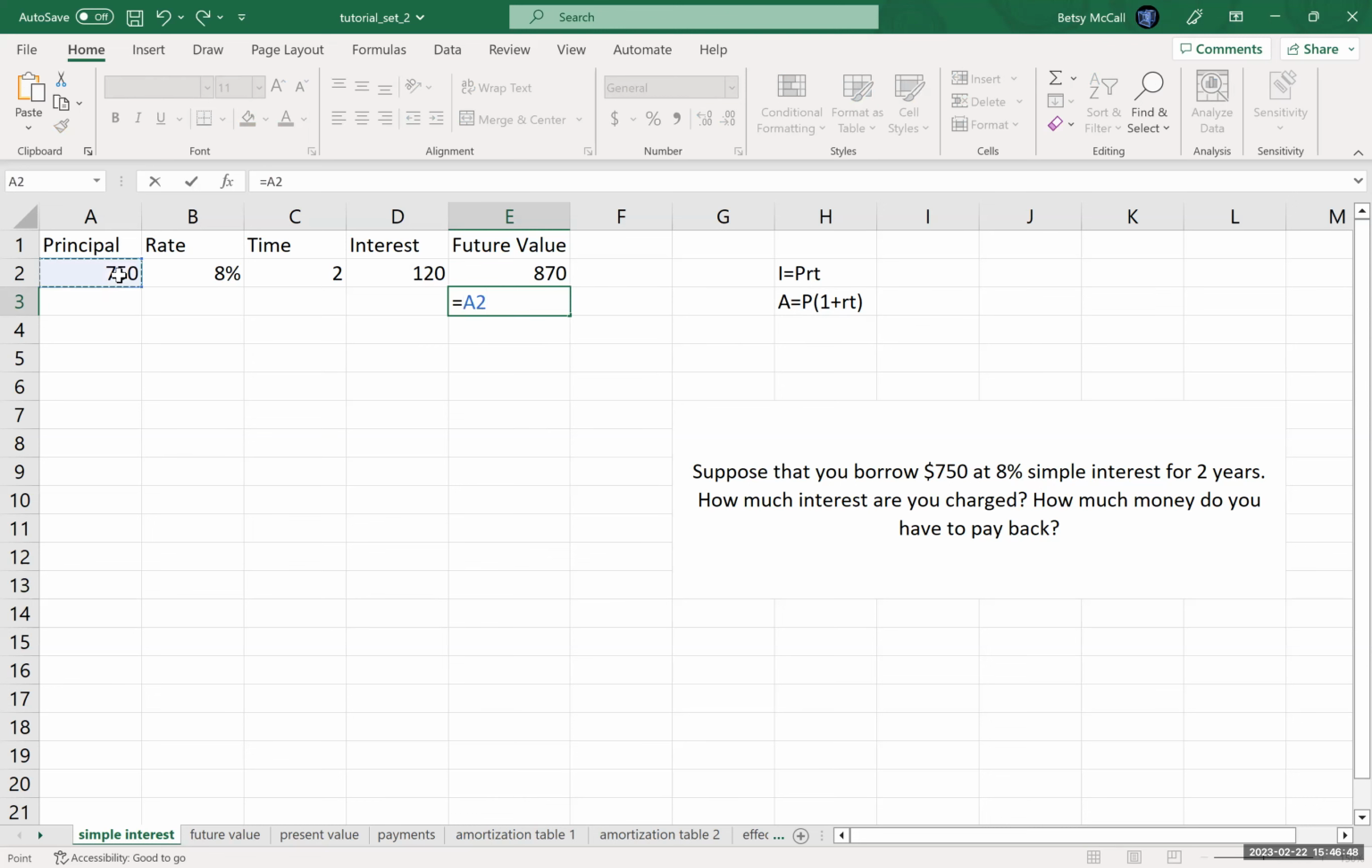Principal times 1 plus rate times time gives me the same amount of money. So how much interest are you charged? You're charged $120. And how much money do you have to pay back at the end of 2 years? It's $870.